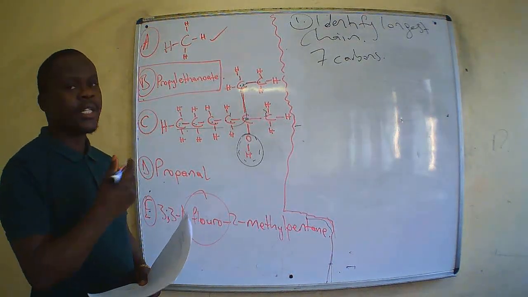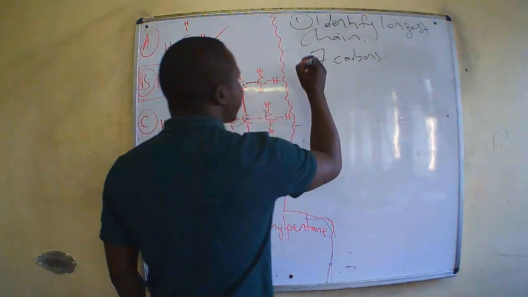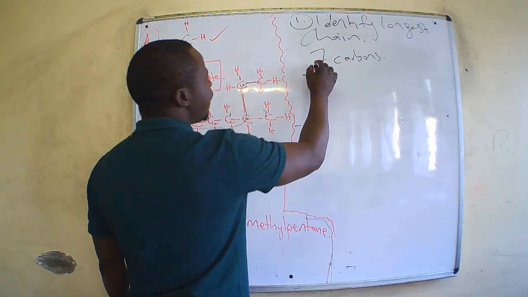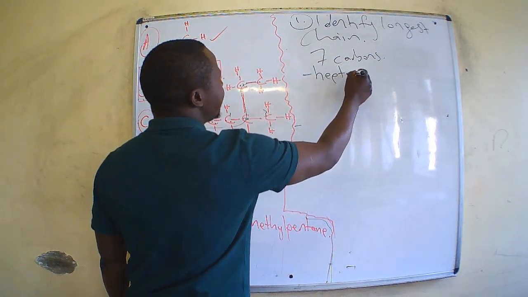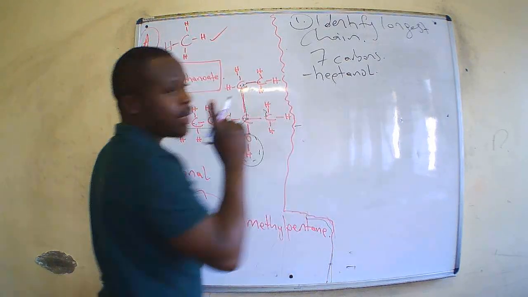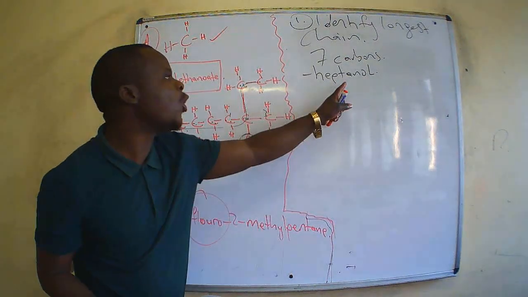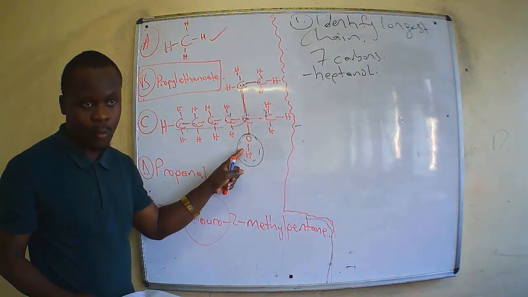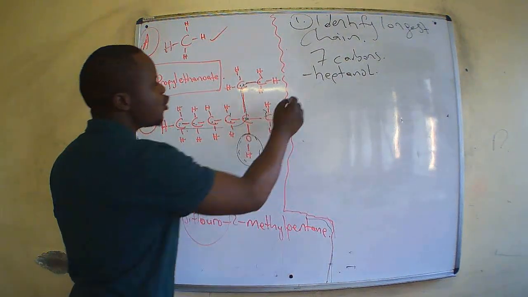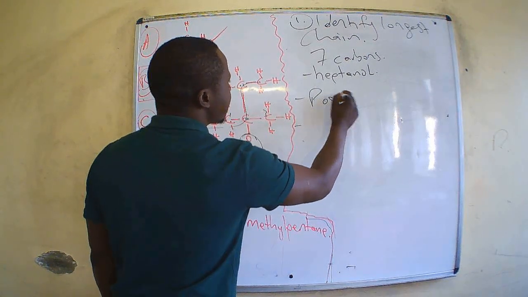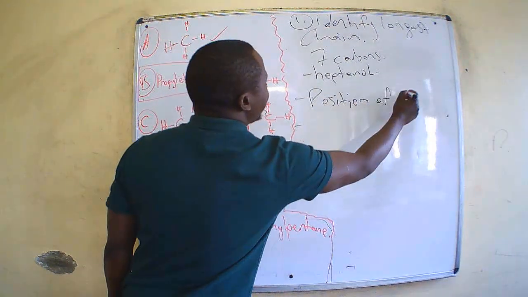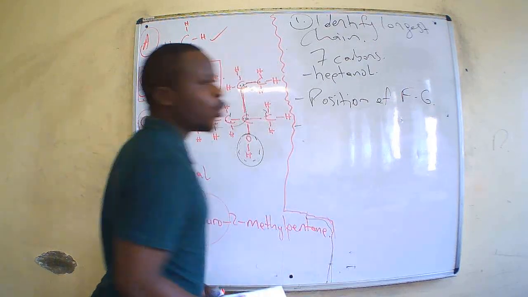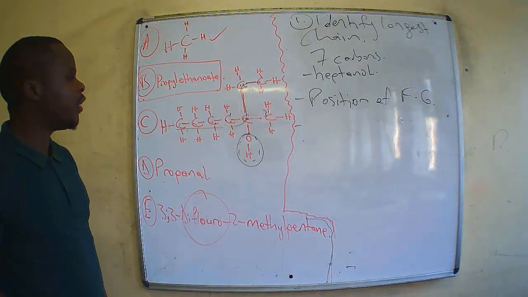So let's give it the root name. The root name is going to be heptanol. But don't forget, the heptanol must have a number for the position of the functional group. So the next step is to understand the position of the functional group.